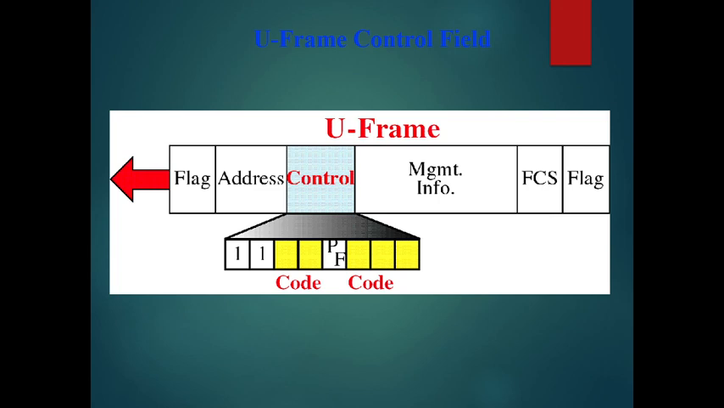These will be control commands to manage the link, maybe to reset or reject the frame, or to manage the link, that is, keep it in asynchronous balanced mode, or keep it in disconnect mode, or keep it in normal response mode. So these codes will indicate how to keep the link.